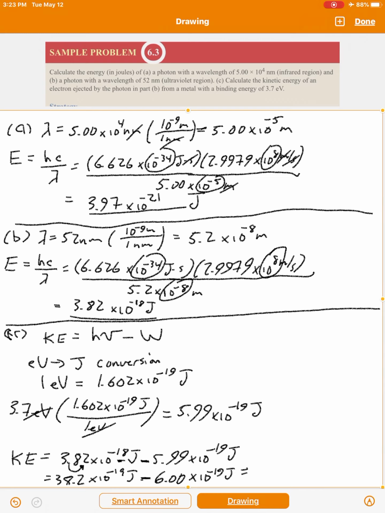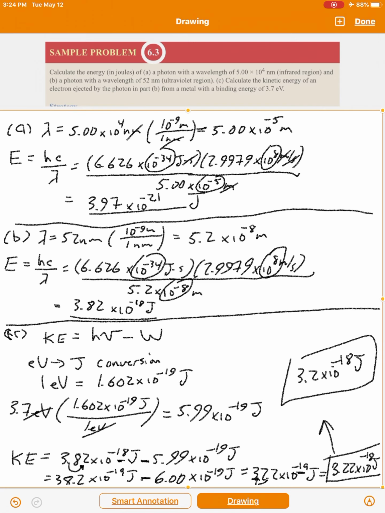Okay, so 38.2 minus 6.00 is what? 32.2 times 10 to the minus 19 joules. If we want to get it in scientific notation, we move this back 1 and make the exponent bigger by 1. So 3.22 times 10 to the minus 18 joules. And there you go. I would say it's probably actually about 3.2. Round it to 2 sig figs.